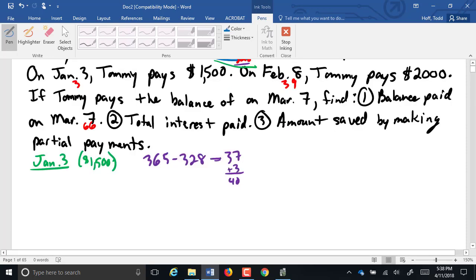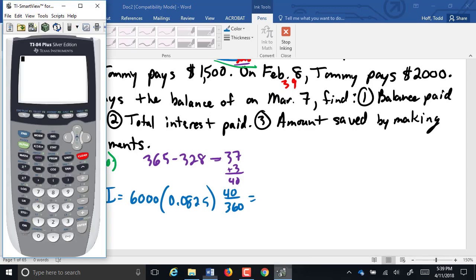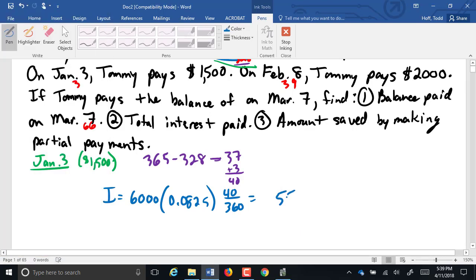Let's scroll down. There we go. So our interest is based off of the $6,000 principal. Our rate of 8 1/4 is 0.0825 times 40 over, remember, unless it says otherwise, unless it says exact, it is ordinary interest, which is over 360. Which gives us $55 in interest. Does that look right to everybody?